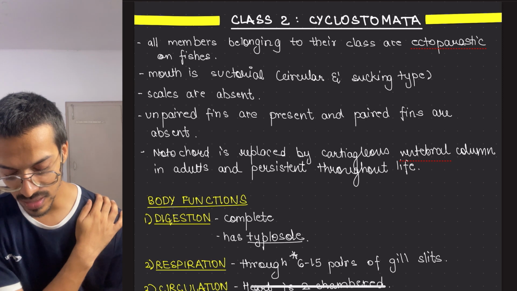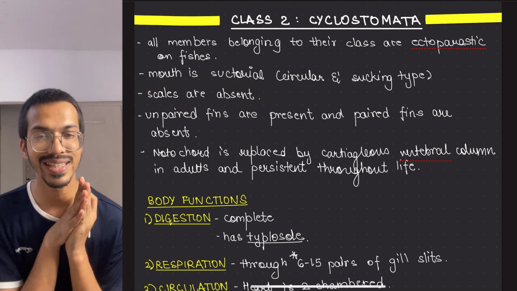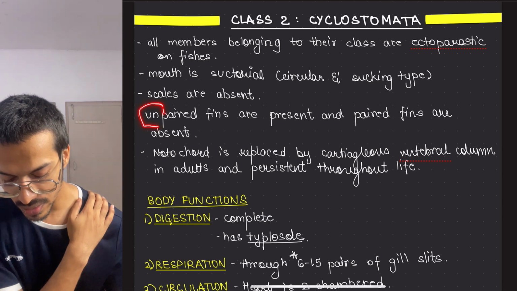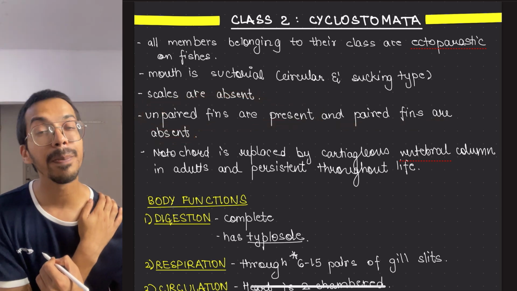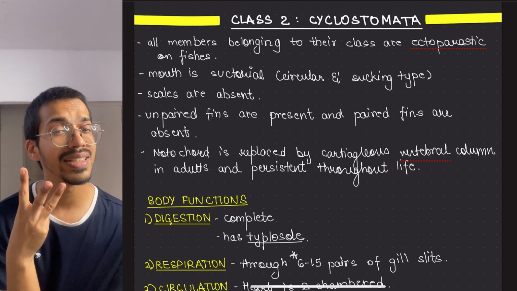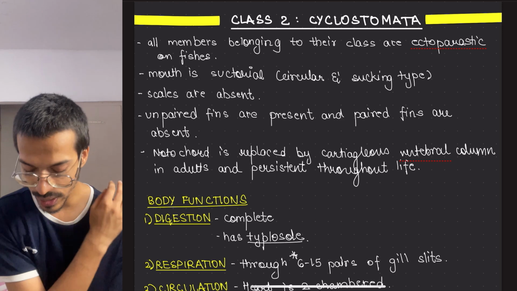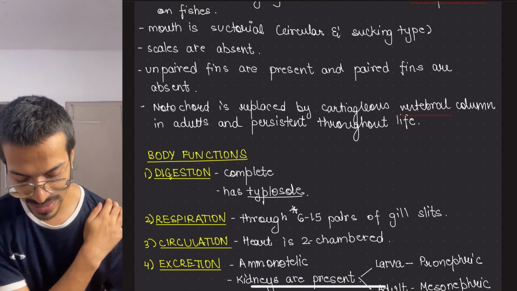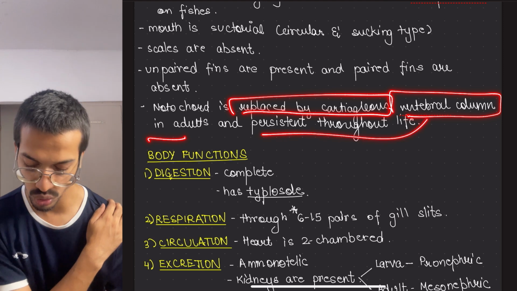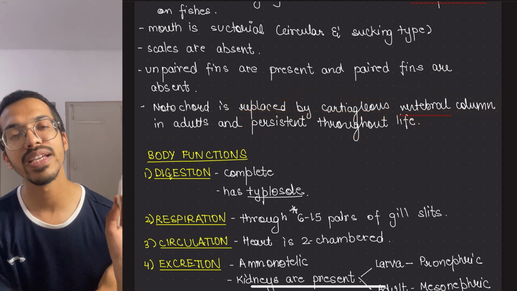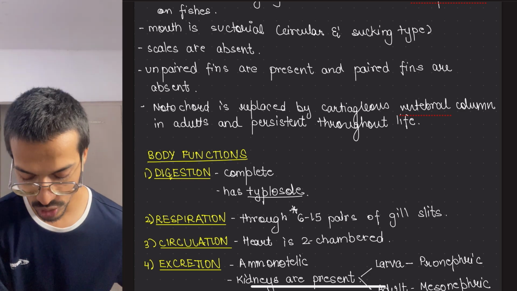Then the scales are absent, no scales are present, they have smooth bodies, right? Then unpaired fins are present, paired fins are absent. Unpaired fins, what are they? Three fins, tell me: dorsal fin, ventral fin, caudal fin. Next, the notochord is replaced by a cartilaginous vertebral column in adults, and it persists throughout life. Means the cartilaginous notochord will be there and is present also.